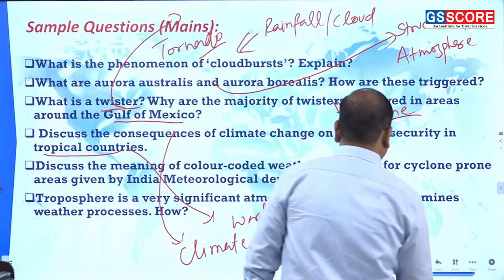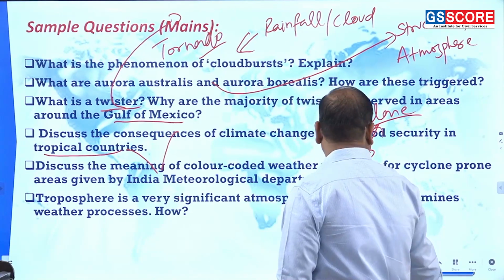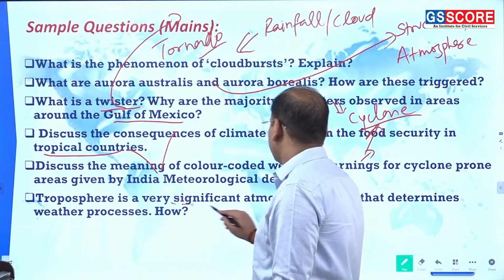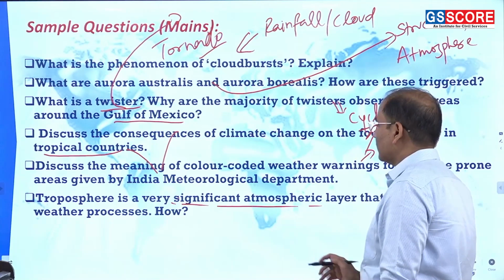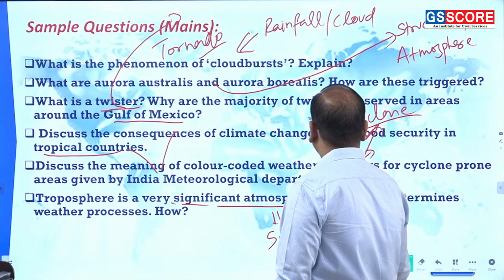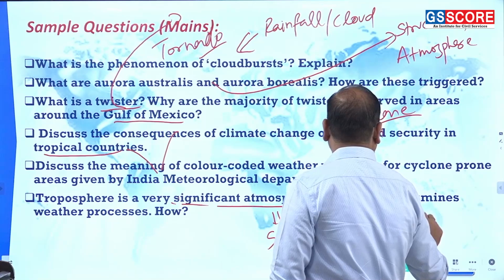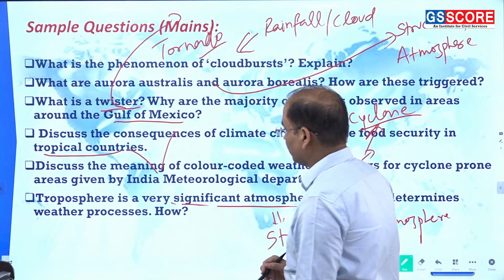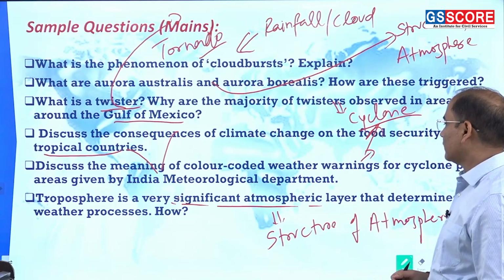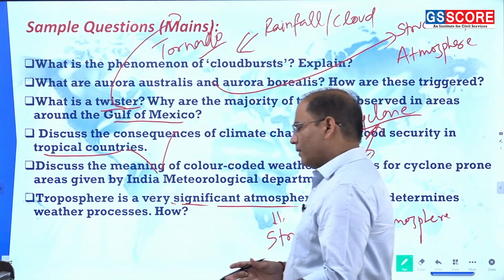Then one more question that was asked in 2022 is, troposphere is a very significant atmospheric layer. So it is the structure of the atmosphere. So again, a question associated with the structure of the atmosphere. Troposphere is a very significant atmospheric layer that determines weather process, how?